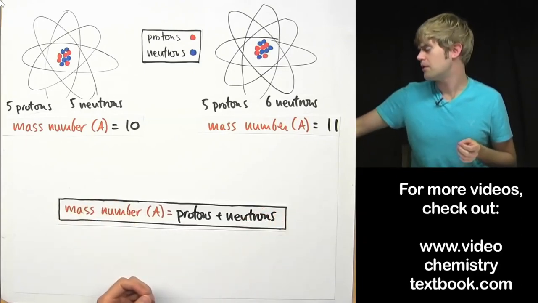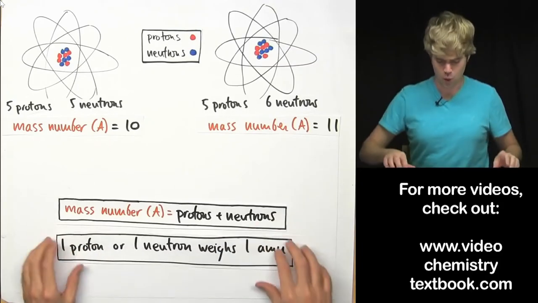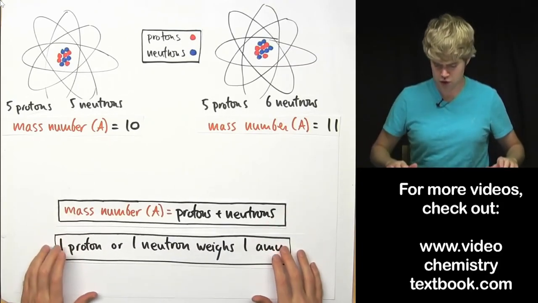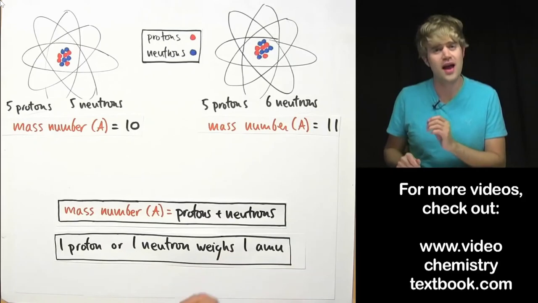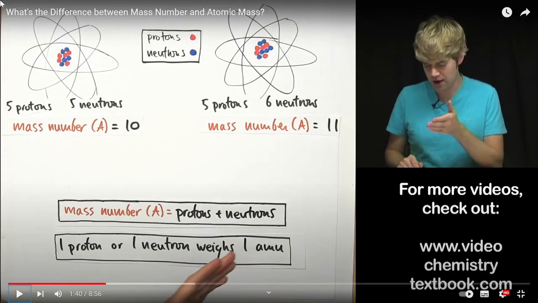You might remember we've said before that one proton or one neutron weighs about 1 AMU. I'm going to pause there so you can fill it in. One proton or one neutron weighs 1 AMU. And once you've written that, tell your neighbor what AMU stands for.